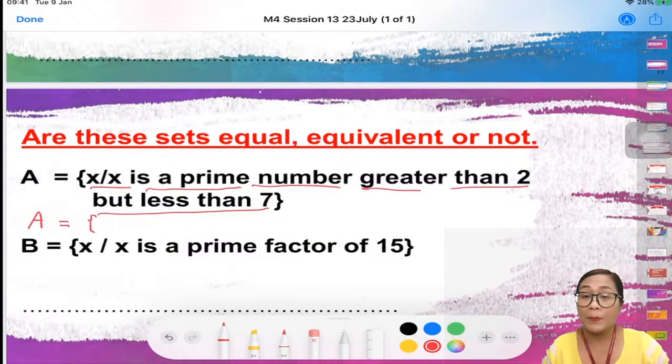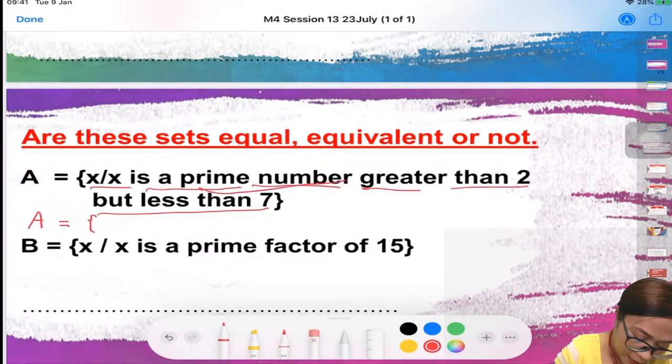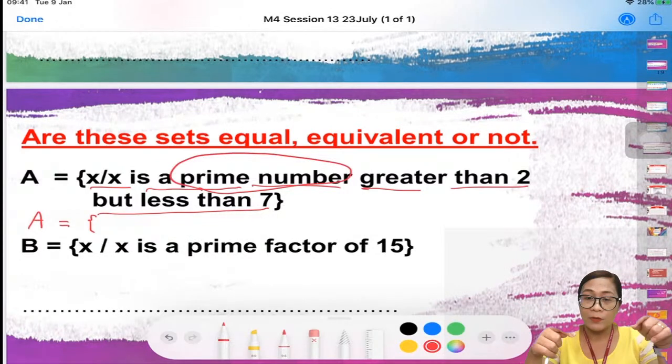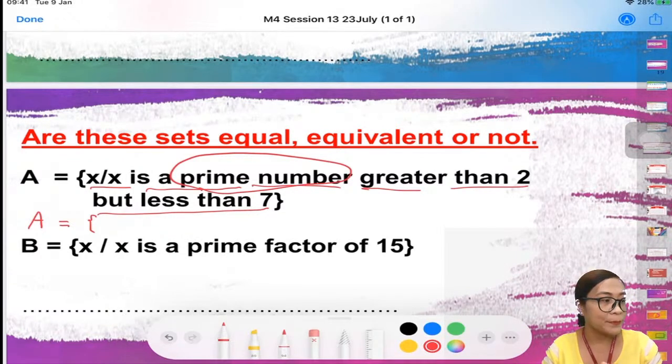So what are prime numbers? Before we answer, what is a prime number? Students, can you define what is a prime number? When you were in grade 6, I think grade 6, you know the definition of a prime number. Can you remember what is a prime number?